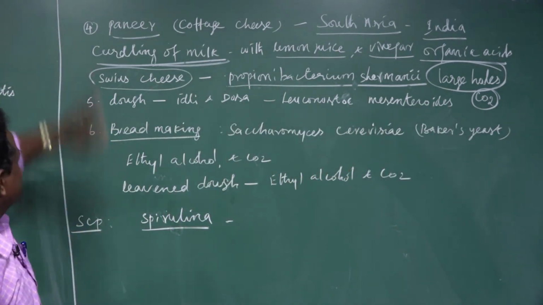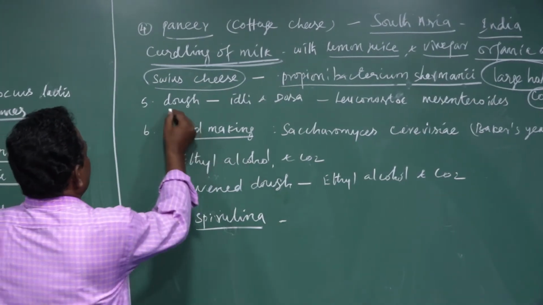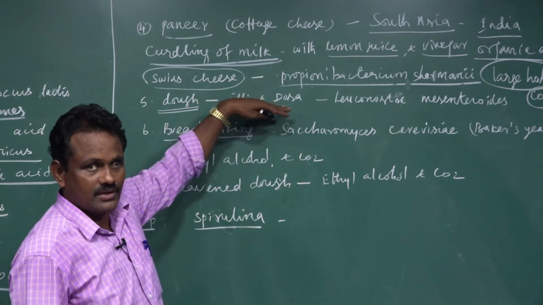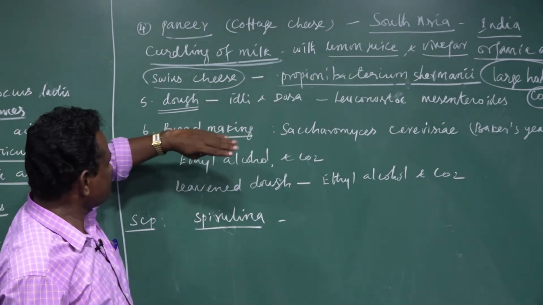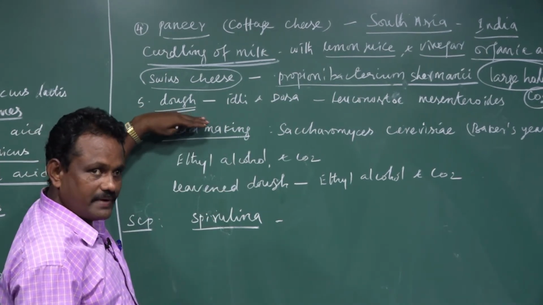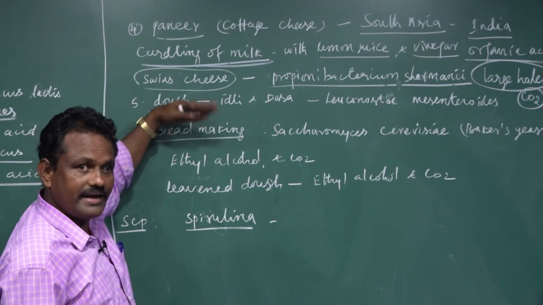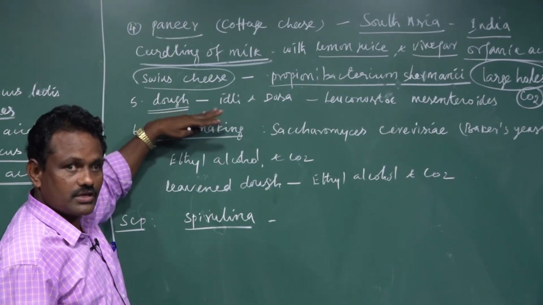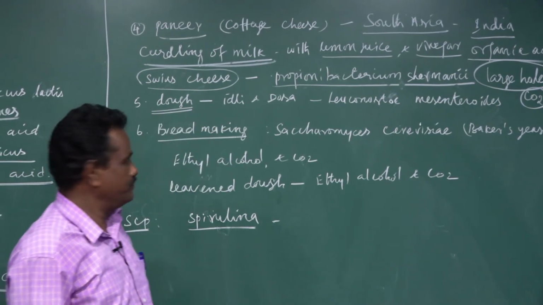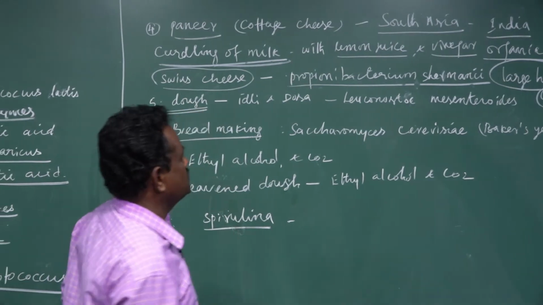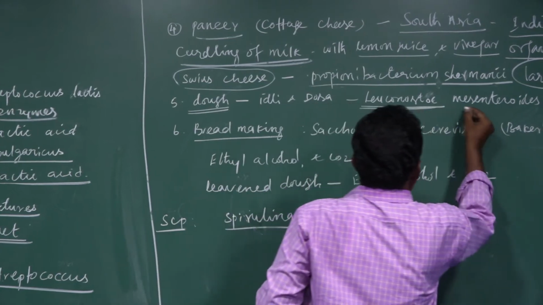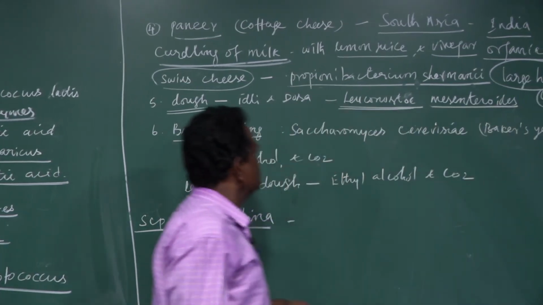Another product that we are using is the dough that we use for making idlis and dosa. Suppose you prepare this dough without adding any kind of microorganisms, the next day we can see the fermented dough. The fermentation process is actually done by the bacterium called Leuconostoc mesenteroides.